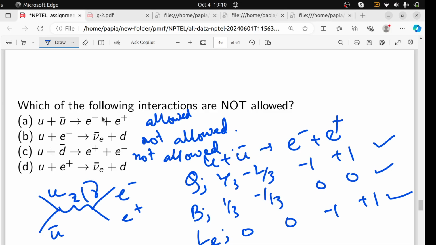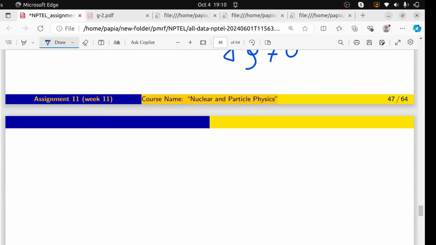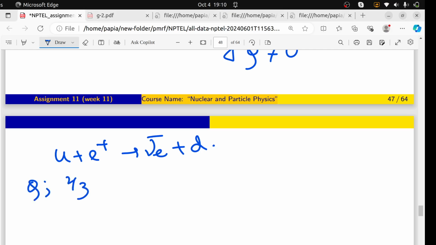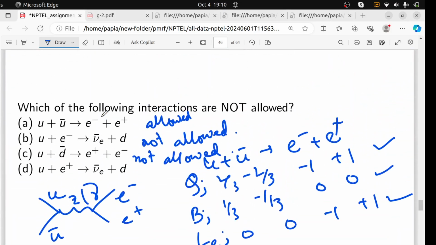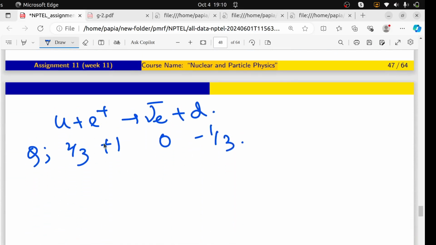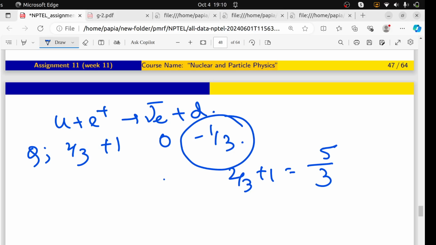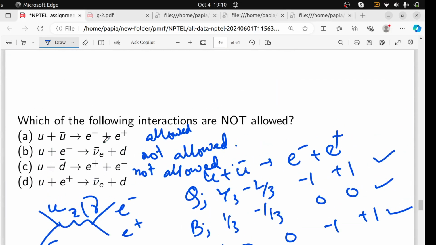Now coming to the next. U plus e plus going to nu e bar D. Charge: 2 by 3 plus 1 is 5 by 3, but here it is minus 1 by 3. So this is also not correct. Delta Q is not equal to 0. So that is also not fine, it is also not allowed. So the not allowed ones are B, C, D.